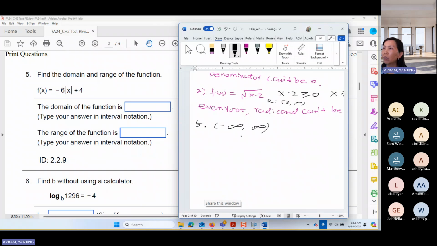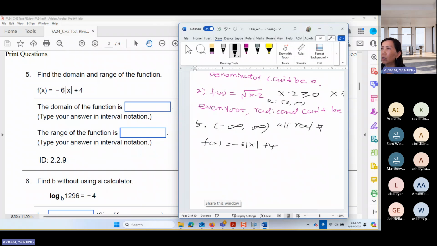Positive infinity. Okay, so this one is all real numbers. All right, and then we have an absolute value of x. This is negative 6 times absolute value of x plus 4.